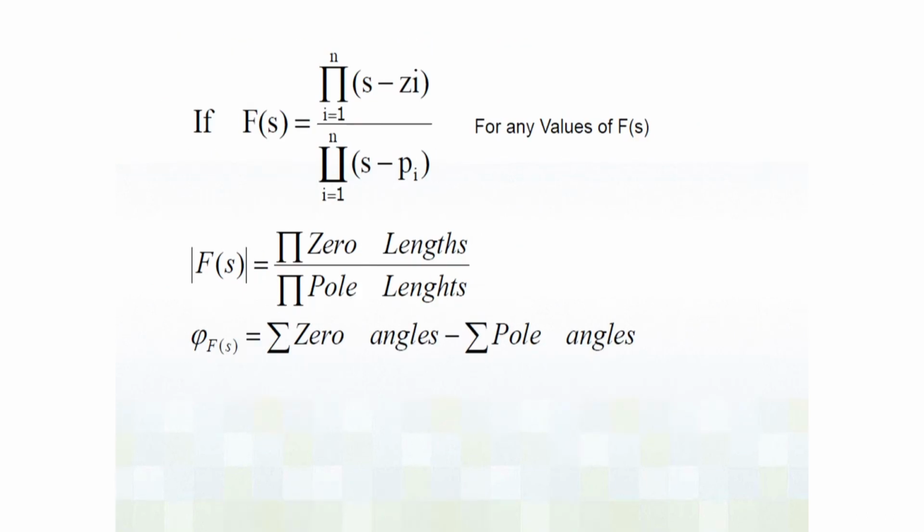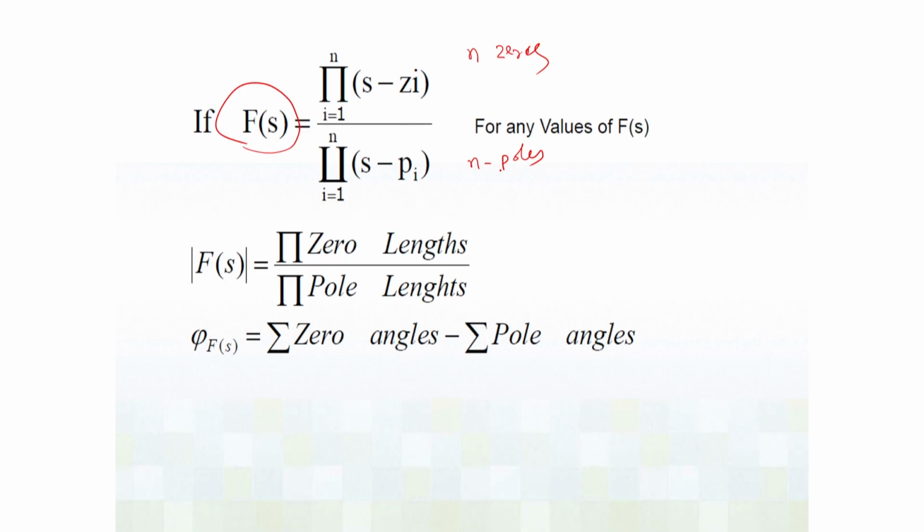Let us look into an example. Okay. So, this is a transfer function, the product of (s minus z_i) over the product of (s minus p_i), for i equals 1 to n. So, that means I have, let us say, n zeros and n poles.